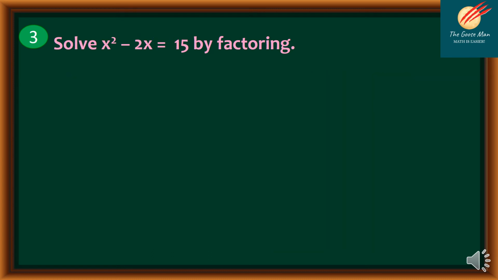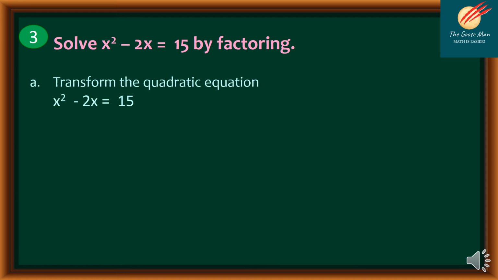So let's consider problem number 4. Solve x squared minus 2x is equal to 15 by factoring. We'll start by transforming the quadratic equation x squared minus 2x is equal to 15 into standard form by subtracting both sides of the equation by 15. So we come up with x squared minus 2x minus 15 is equal to 0.